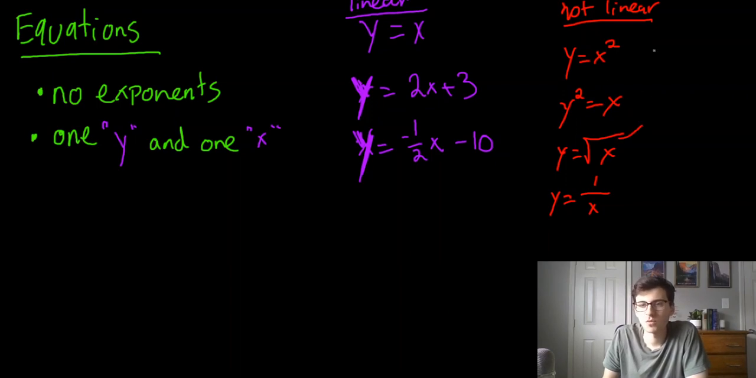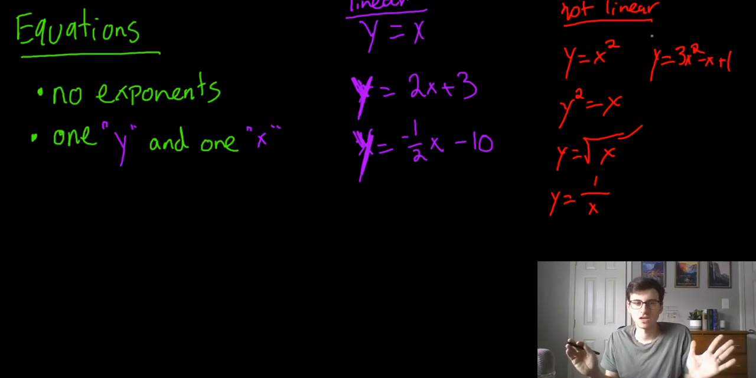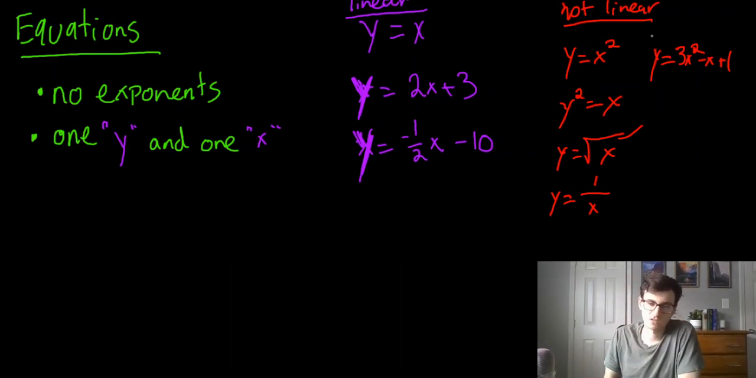And you could have numbers, right? You could have y equals, I don't know, like 3x squared minus x plus 1. That has x squared, so it's not linear, just because it also has an x. Linear functions only have one y and one x. Another example might be y equals x times x plus 1, right? I've got two x's there. That's not linear.